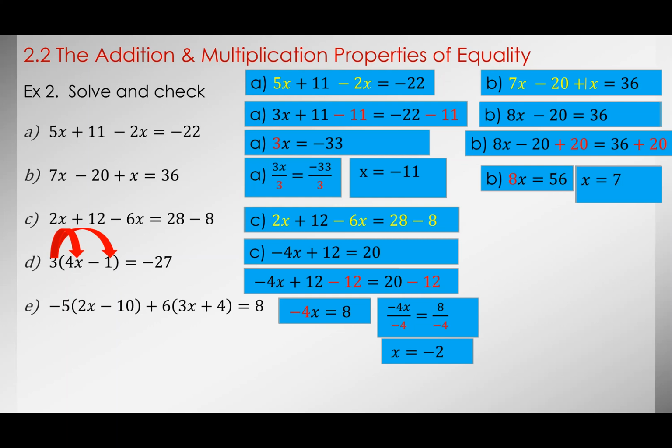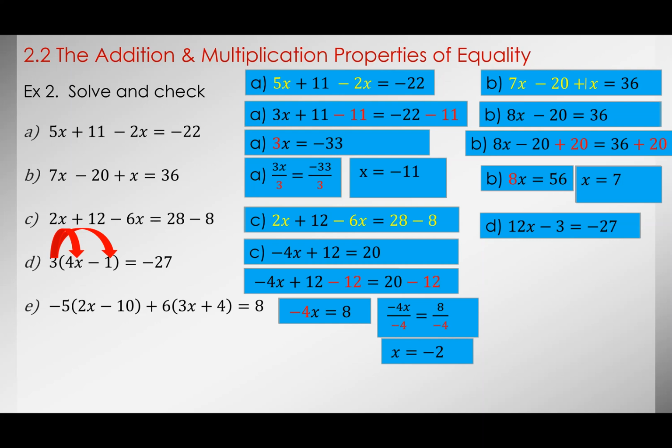So the first thing I want to do is, again, take the 3 and multiply it to this number, and multiply it to this number. 3 times 4 will give me 12x. 3 times negative 1 will give me negative 3. There is no more parenthesis. And everybody see that after you distribute, this is the problem I have: 12x minus 3 equal to negative 27. And that is an easy problem, ladies and gentlemen.